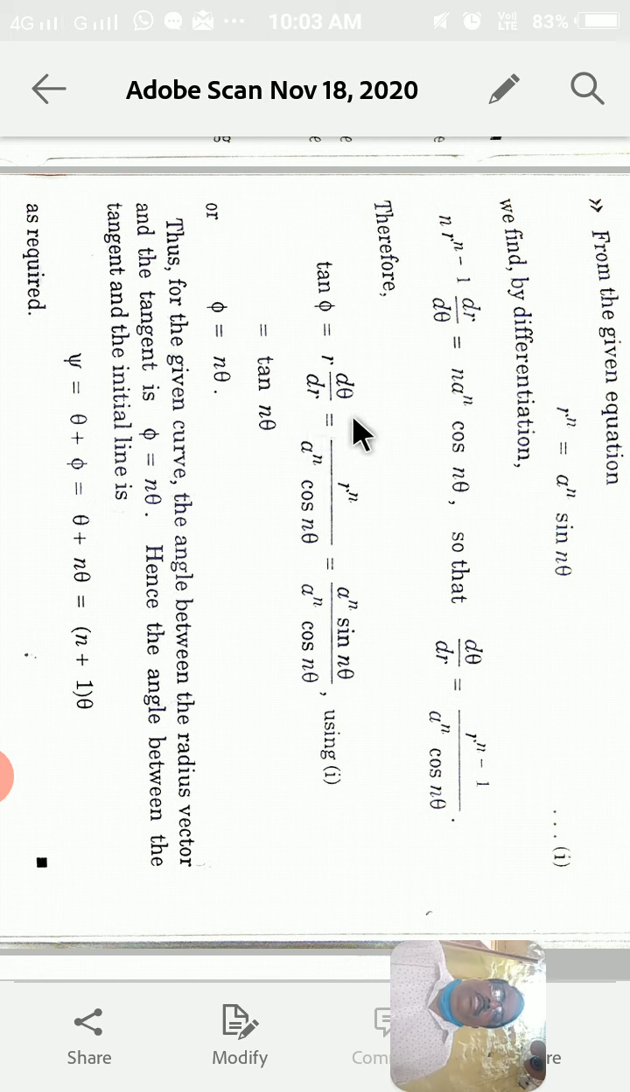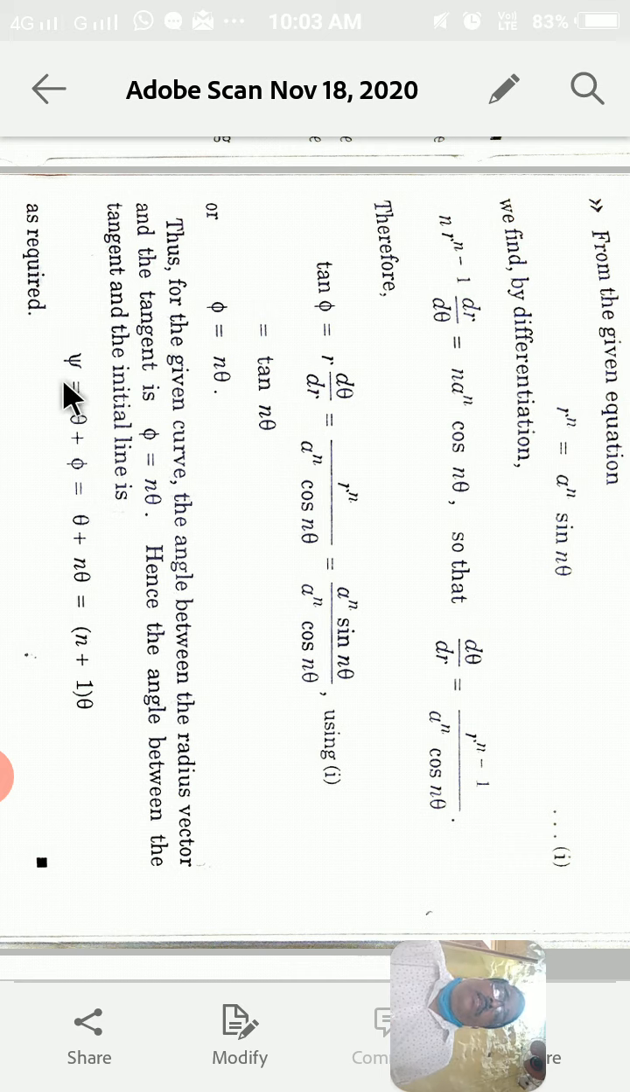Now substitute this d theta by dr here, and simplify. We get r raised to n by a raised to n cos n theta, where r raised to n is nothing but a raised to n sin n theta from the given equation. Then a raised to n gets cancelled, and sin n theta by cos n theta gives tan n theta. So tan gets cancelled, and phi is equal to n theta. Thus for the curve we obtained phi as n theta.